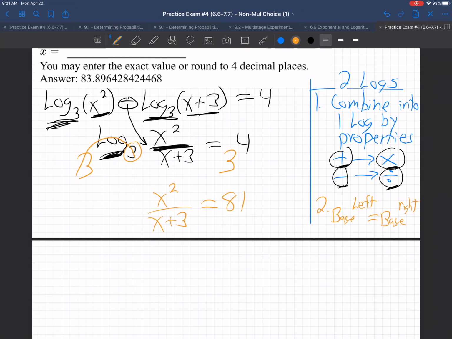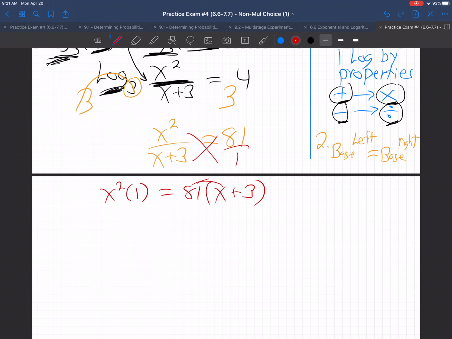So now we've gotten rid of the logs, haven't we? So this is what we do when we have 2 logs. Now we just need to solve that equation, but that may be easier said than done. How do we solve that equation for x? What do you do when you have a fraction? You put this over 1, you go diagonal, diagonal. So this is going to be x squared times 1 is 81 times x plus 3. Distribute that 81. 81x, and 3 times 81 is 243.